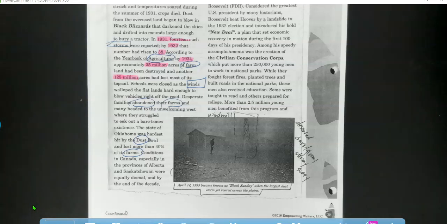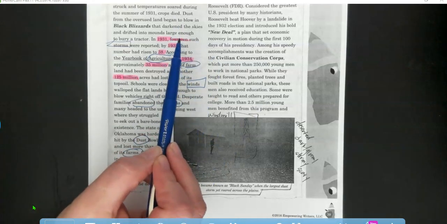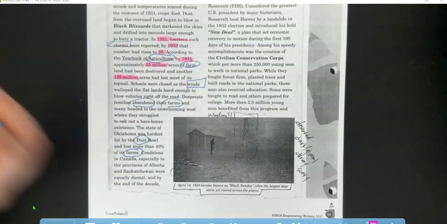So what can we infer from that for the third year, 1934? It was even bigger or less? Bigger. So we can make an inference, because the numbers keep growing, that the number of storms also kept growing. So those numbers are important.